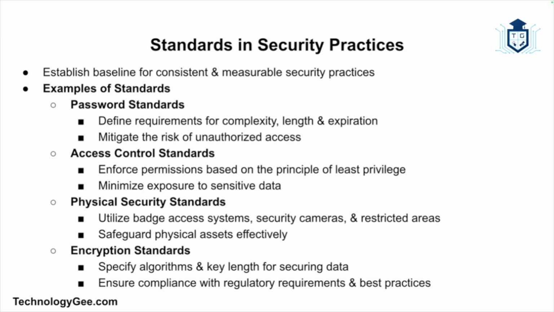We have physical security standards. These include measures like badge access systems, security cameras, and restricted areas to protect physical assets. And then we have encryption standards, and these specify algorithms and key lengths to secure data at rest and in transit, adhering to regulatory requirements and best practices.